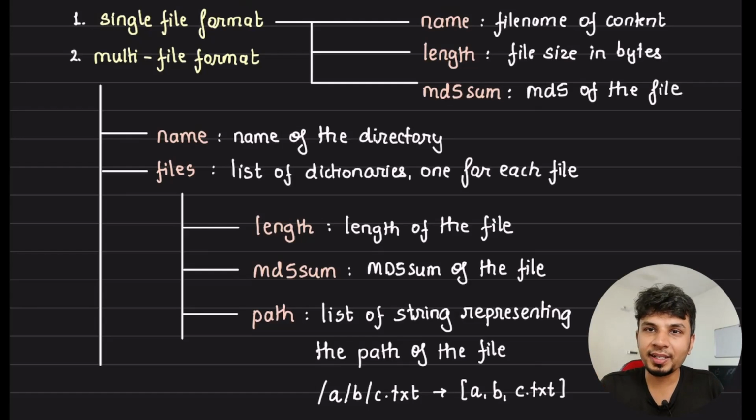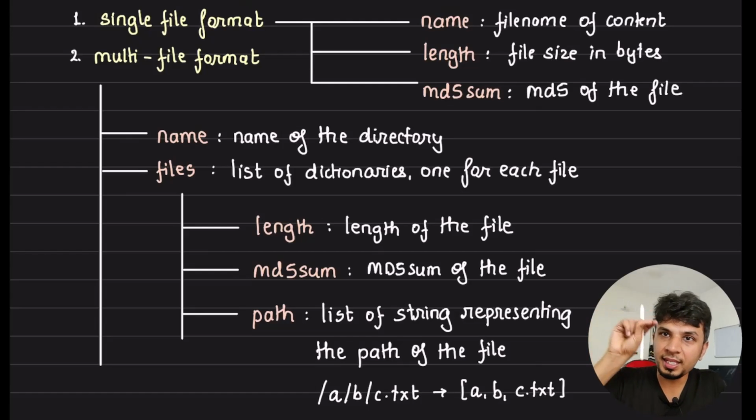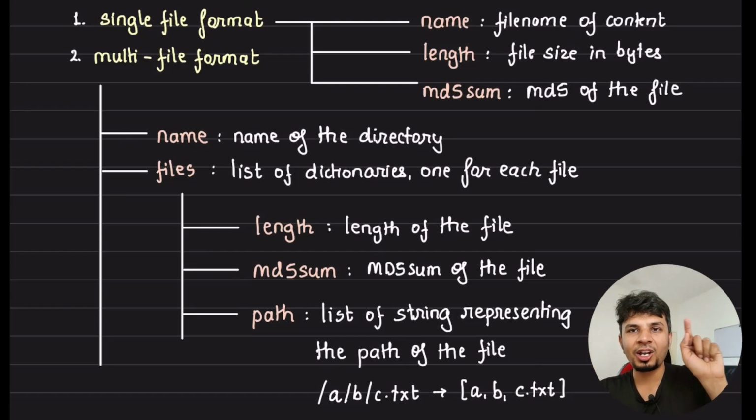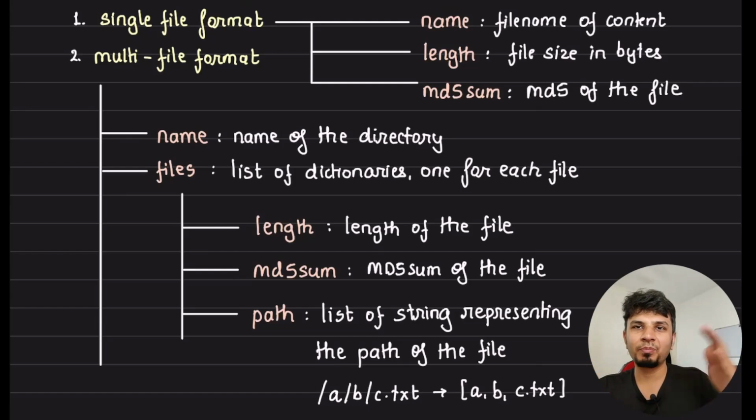But one very interesting thing is the way it stores the path of the file. For example, if I have a path like /a/b/c.txt, in the torrent file it would be stored as a list of strings: a, b, c.txt. Instead of storing /a/b/c.txt, it just stores a list of strings a, b, c.txt, because of the operating system separator. Every operating system has a different separator.